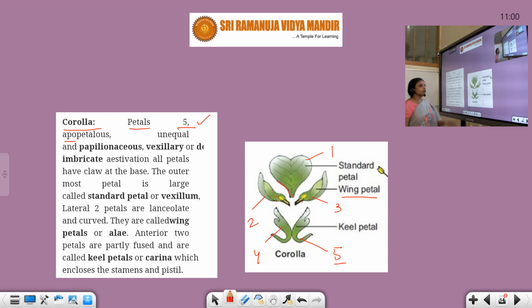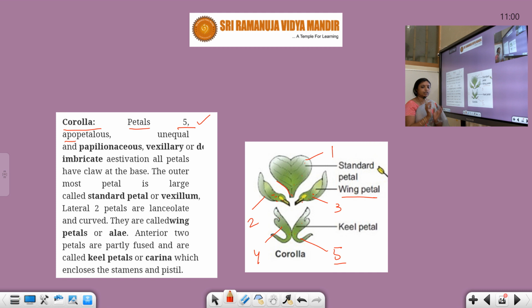The wing petals are called wings because when the insects see the standard petal, they are attracted. They put their legs on these wing petals, and then the wing petals are pressed. Last are the keel petals. These keel petals are boat shaped and a very small structure, and only these two are united. So 1 plus 2 plus 2, the last 2 in bracket. You can write it like that.